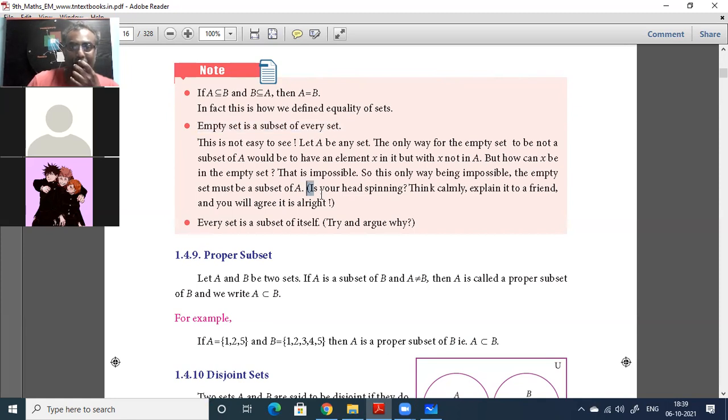Okay, don't make it complicated. Just know the empty set is part of every set. That's all. Don't spin your head. Then one more thing: every set is a subset of itself. That also is true.